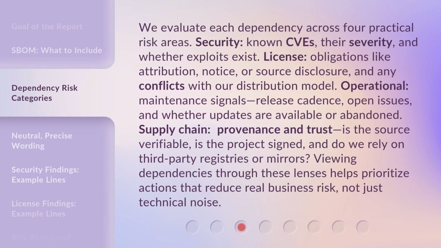We evaluate each dependency across 4 practical risk areas: security, known CVEs, their severity, and whether exploits exist; license, obligations like attribution, notice, or source disclosure, and any conflicts with our distribution model; operational, maintenance signals, release cadence, open issues, and whether updates are available or abandoned; supply chain, provenance and trust.